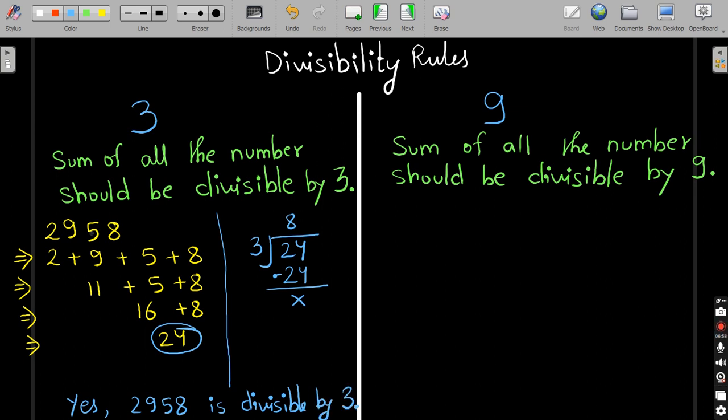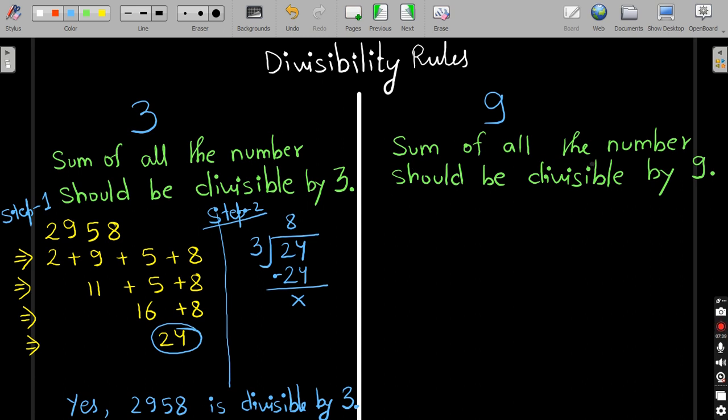So I think you understood. Again I am repeating what I have done. Whatever number they provide, you should add each and every digit. This is your step 1. And this is your step 2: you should divide the number you got by 3. If that number is perfectly divisible, for example the remainder is 0, then we can say it is divisible by 3. If it is not 0, then we can't say it is divisible by 3. Then we will say that it is not divisible by 3.